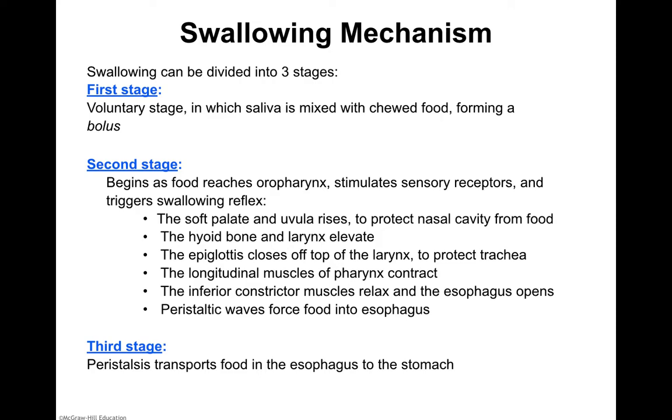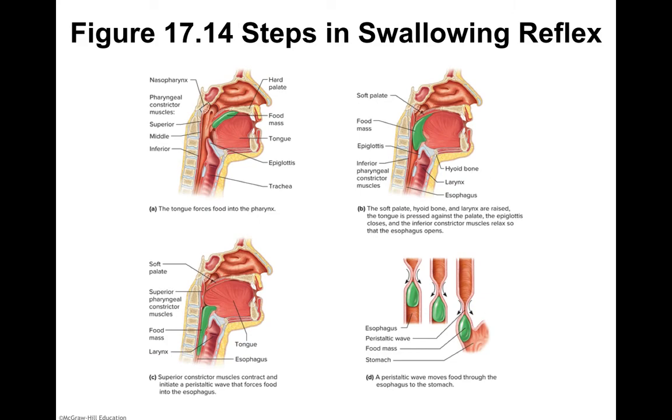And from there, we'd go to the third stage, in which peristaltic movements would transport the food down the tube, if you're standing upright, through the esophagus and into the stomach. Again, figure 17.14 in your book can help walk you through that. The green represents the bolus as we move through those three stages.